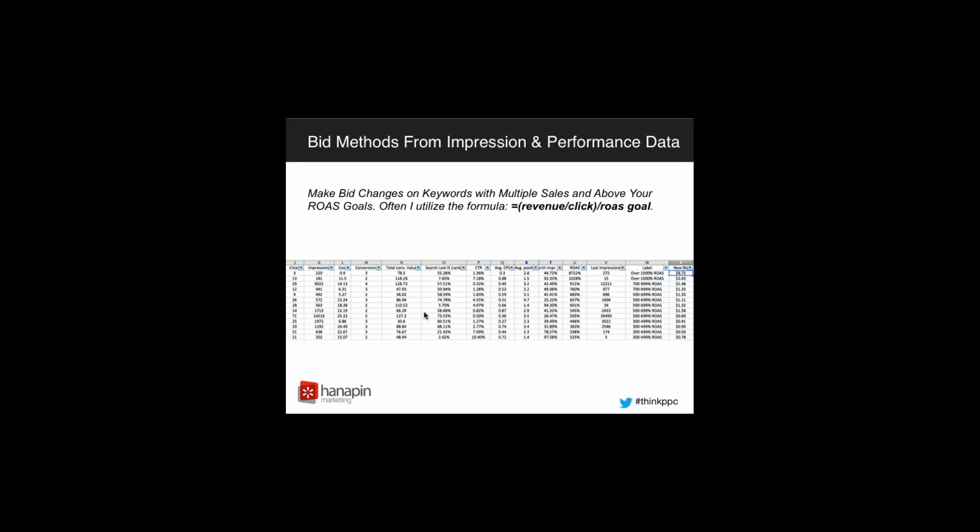So if you want to get really aggressive in the back end of this formula, you don't always have to use your ROAS goal. Maybe you can try using a little bit lower ROAS number in the back end of this formula. That would be the lowest ROAS that you would be willing to take on an individual keyword.